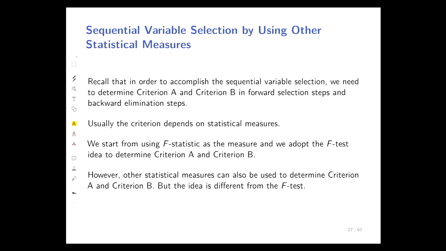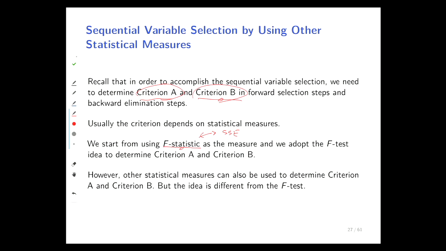So in today's lecture, we're going to talk about sequential variable selection by using other statistical measures. I have already mentioned that we need to determine criterion A and also criterion B for us to proceed with the forward steps and also backward steps. For criterion A and criterion B, earlier we only considered using the F statistic to determine these two criteria. And we also explained the logic behind using the F statistic for criterion B in the backward elimination step, which is related to the sum of the squared error.